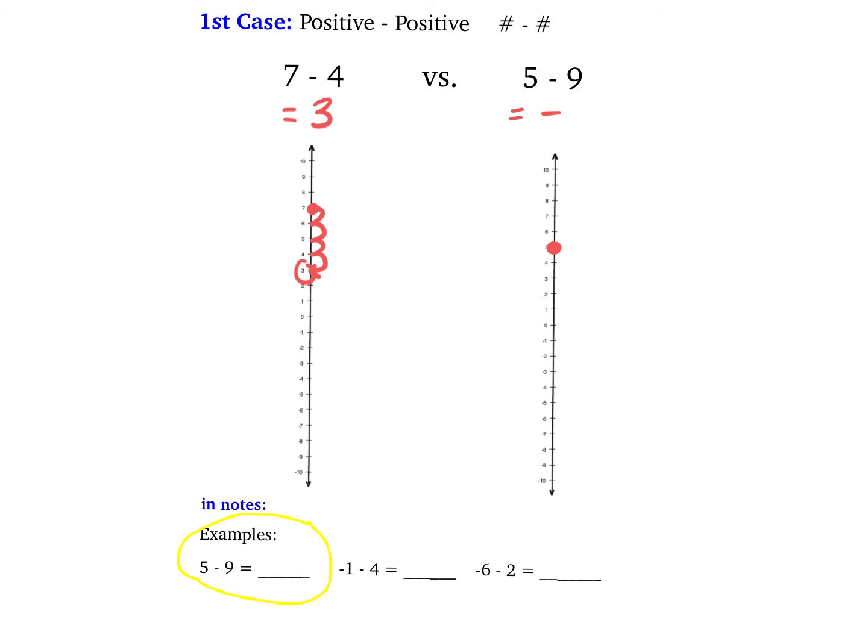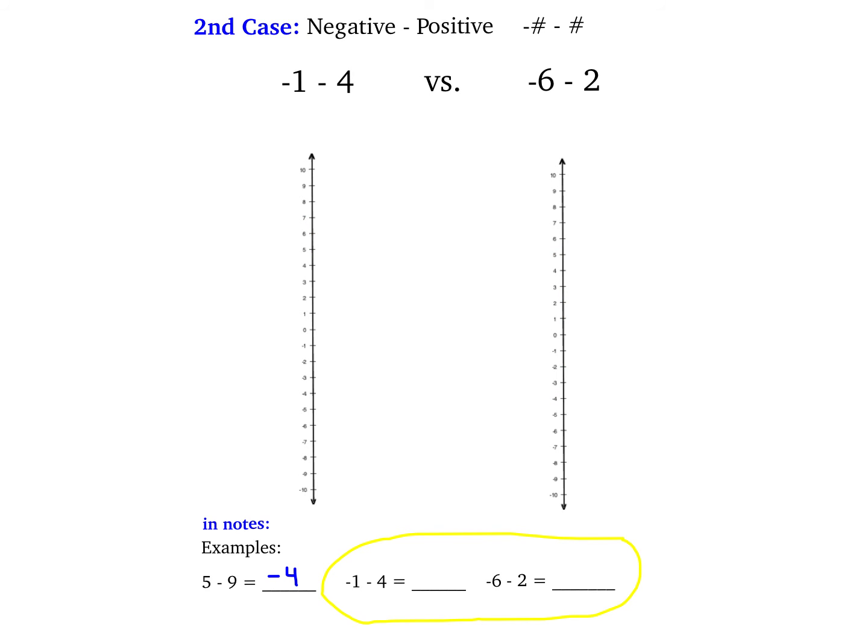Exactly where we end up would come from dropping 9 from 5. So let's see, that's 1, 2, 3, 4, 5, 6, 7, 8, 9 would push me all the way to negative 4. So I knew it was going to be negative, and the exact spot that it landed was a negative 4.